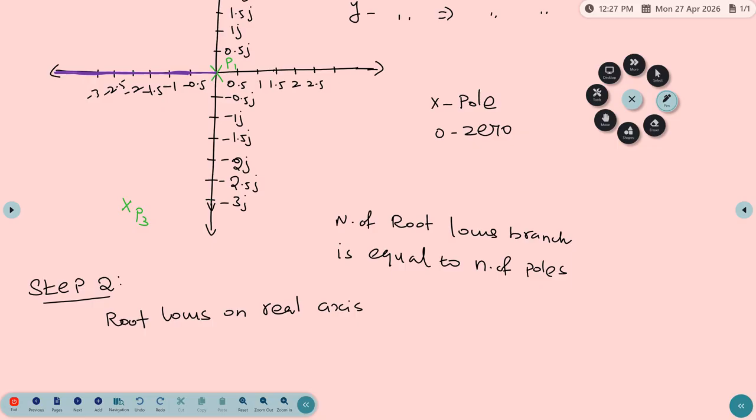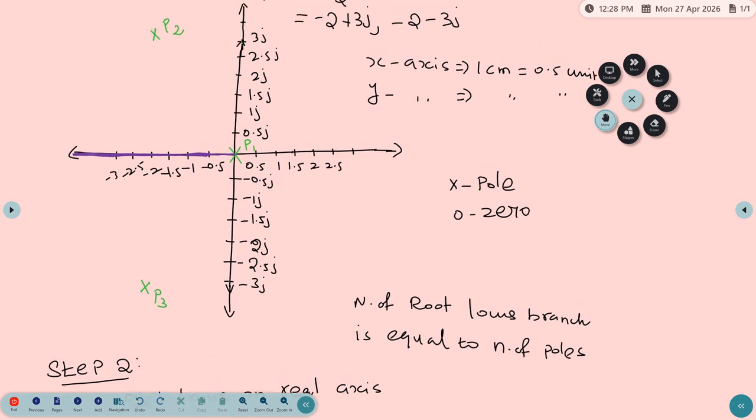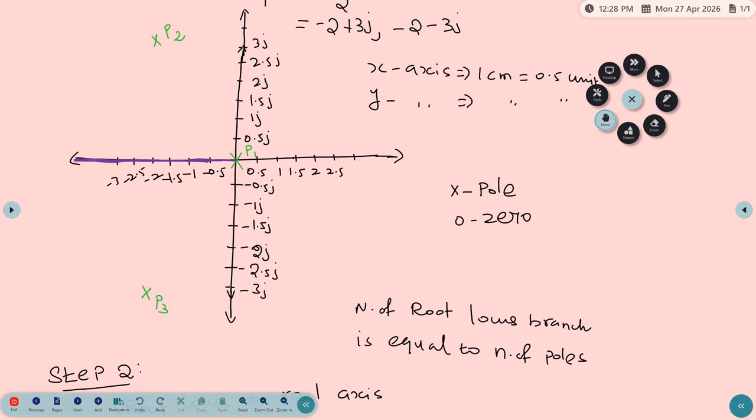Why? Just now I told you that in any problem the number of root locus branches is equal to the number of poles. Apart from that, each and every root locus will start from a pole and end at a zero. In this particular problem we have 3 poles, but there is no zero. That means the first root locus will start from P1 and end at a zero at infinity. The second root locus will start from P2 and end at infinity. Similarly, the third root locus will start from P3 and end at infinity.